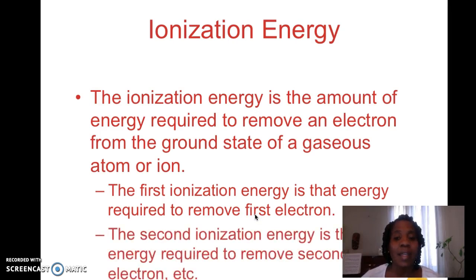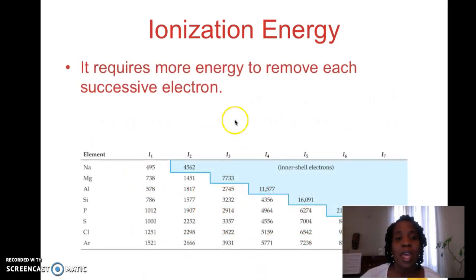The second ionization energy would be the energy required to remove a second electron from the positive 1 charged ion. So, as I'm sure you can imagine, it's becoming more and more difficult to remove a negative charged particle from an already positively charged species. It requires more energy to remove each successive electron.